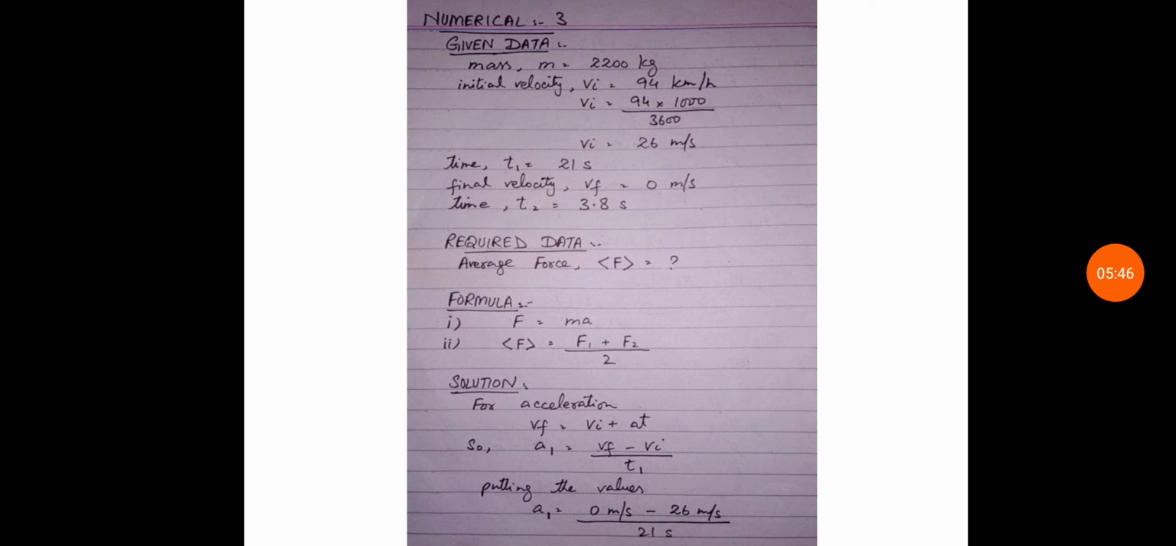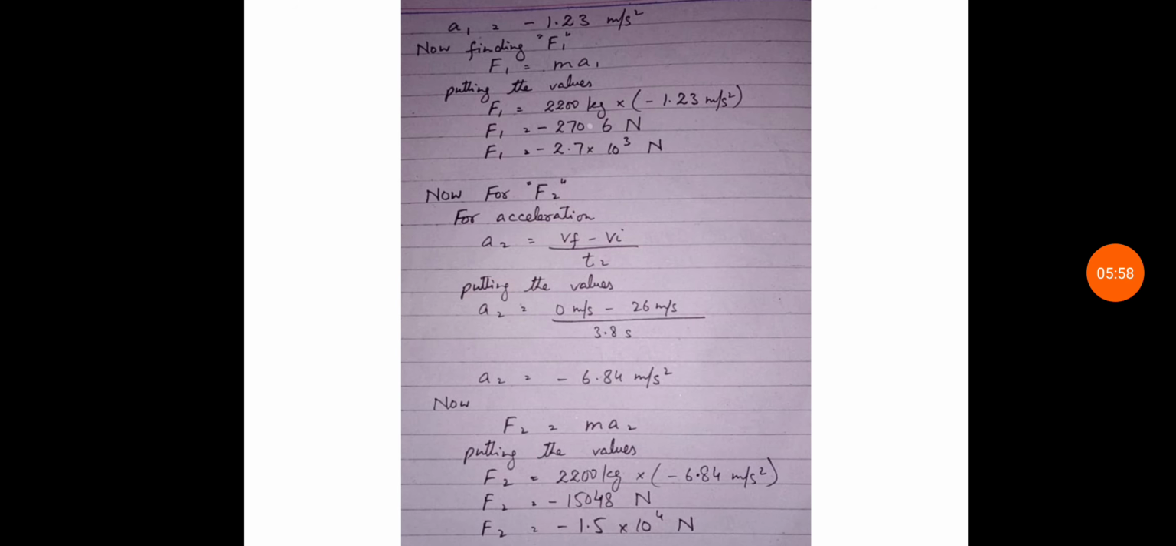Here for a1 we have Vf minus Vi divided by t1. Putting the values, Vf equals 0, Vi equals 26, and t1 equals 21 second. So 26 divided by 21 second, we get minus 1.23 meter per second square. Now we find F1. F1 equals m a1, by multiplying the values of m 2200 kilogram and minus 1.23, we get minus 2706 Newton, and to convert it in standard form we get minus 2.7 into 10 raised to power 3 Newton.